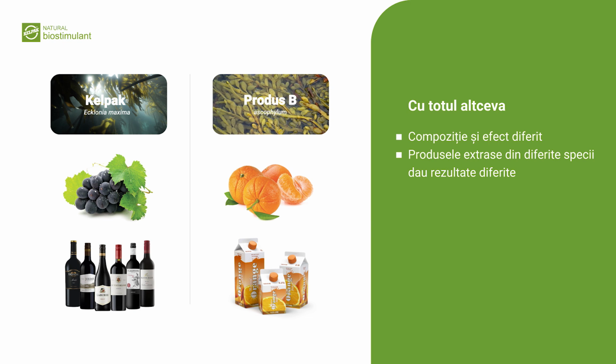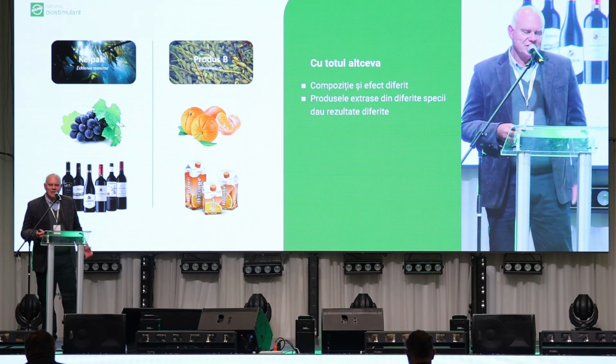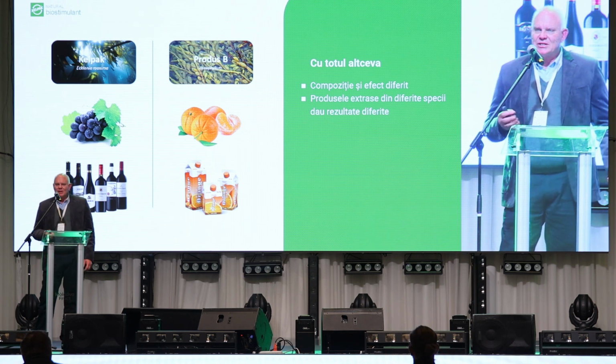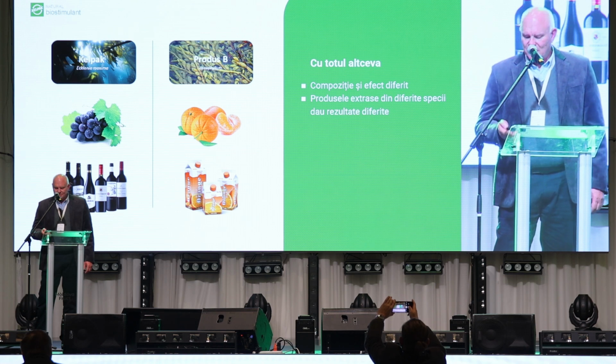Now, if you look at seaweed products from different seaweed species, obviously already you have morphological differences, and then as you process it, you will get differences. It's like comparing, for instance, a grape with an orange. You're going to get different end products.